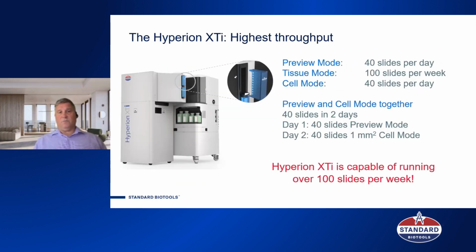The nice thing about these modes is you can mix and match them in different ways to really increase your throughput. You can get up to 100 slides per week with cell mode, with cellular resolution in parts of your sample. Or you can do 100 slides a week at the 5 micron resolution. Or if you really want, you can spend a lot more time on one slide and get a lot of high resolution cell mode data.